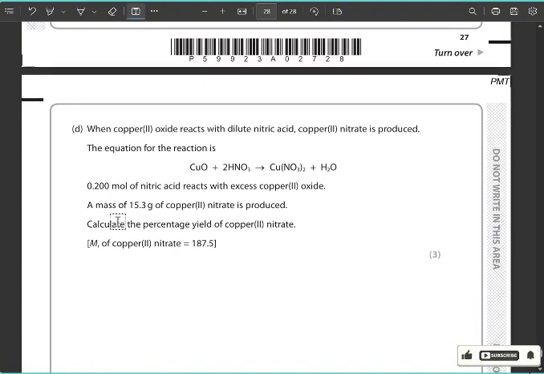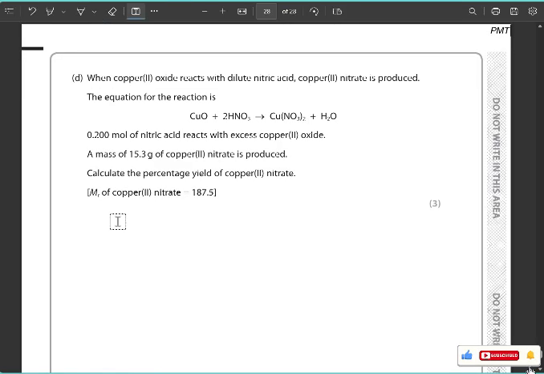The next question: when copper oxide reacts with dilute nitric acid, copper nitrate is produced. The equation for the reaction is here, we can see it. 0.2 mole of nitric acid reacts with excess copper oxide. A mass of 15.3 g of copper nitrate is produced. Calculate the percentage yield of the copper nitrate.